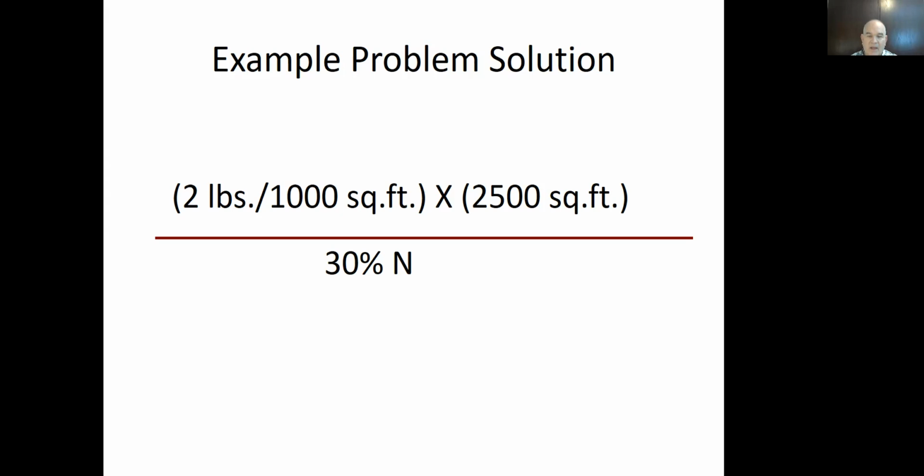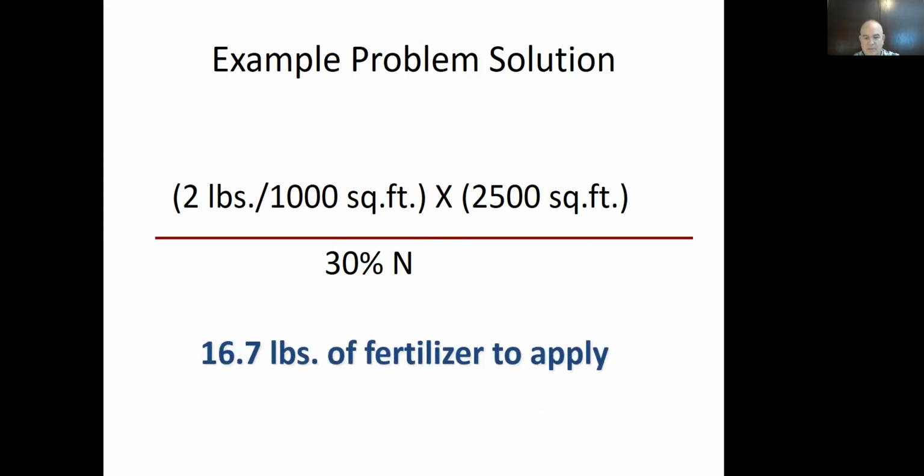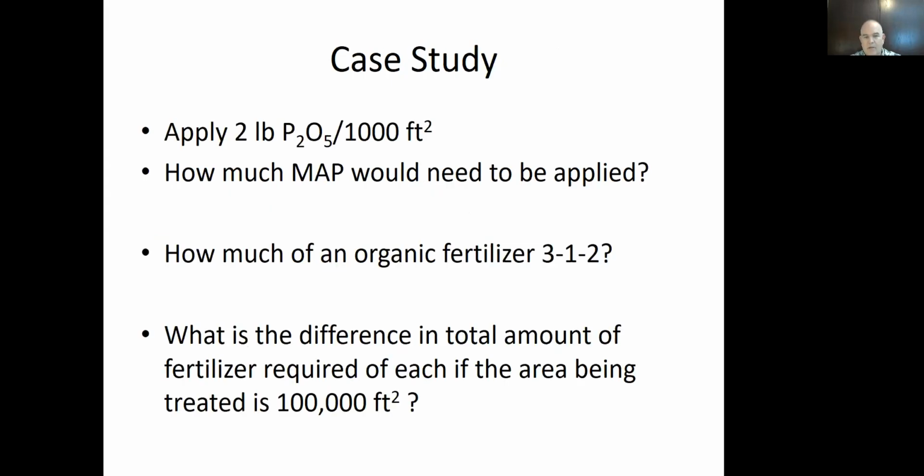and I multiply that by the 50 by 50, that's 2,500 square feet. So I multiply those two, and the square feet cancel out. I divide by the 1,000, and then I divide by the 30% nitrogen. And when I do that, I get the answer of 16.7. I'd probably round it up to 17 pounds of that actual fertilizer to apply to that area in order to get 2 pounds of nitrogen. That's the math.